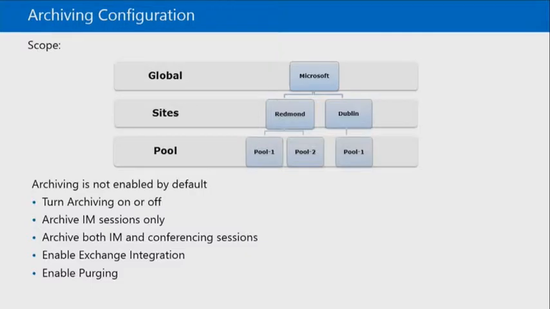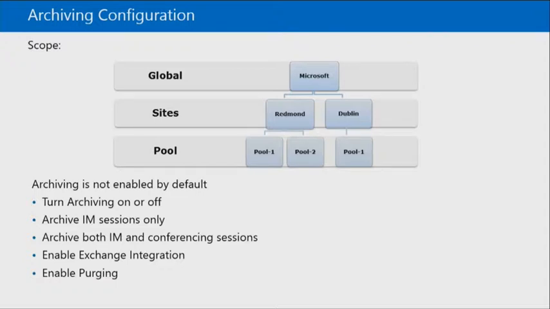So, configuration of archiving is very much the same as any other configuration of a policy or how things roll down. So your scopes are identical. Your scopes can be global, site, or pool level. And it's important to note that even if you've enabled archiving and set up the servers, until you actually configure archiving for one of those three, whether it be a pool, site, or global, nothing's going to happen. You've got to turn it on.